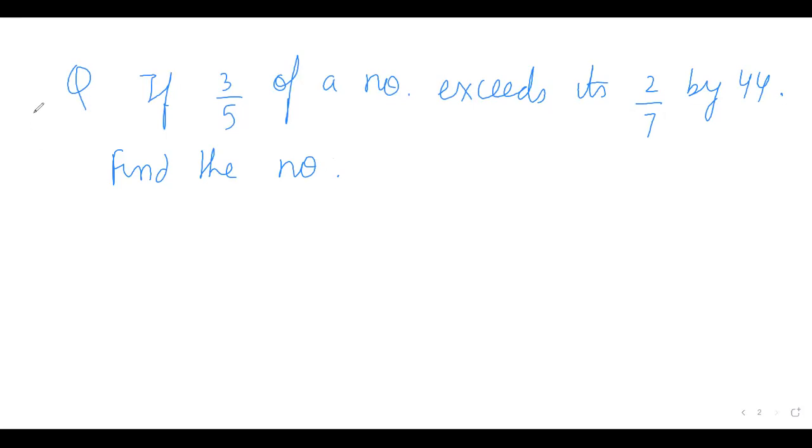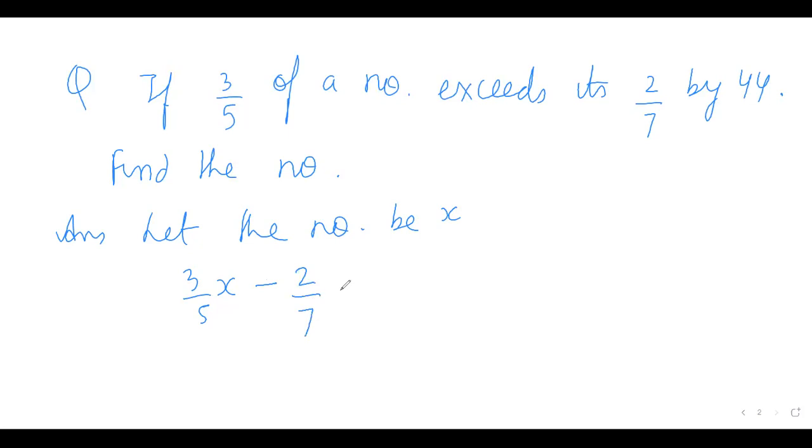Ma'am, let the number be x. Then 3 upon 5x. 3 upon 5x minus 2 upon 7 is equal to 44.